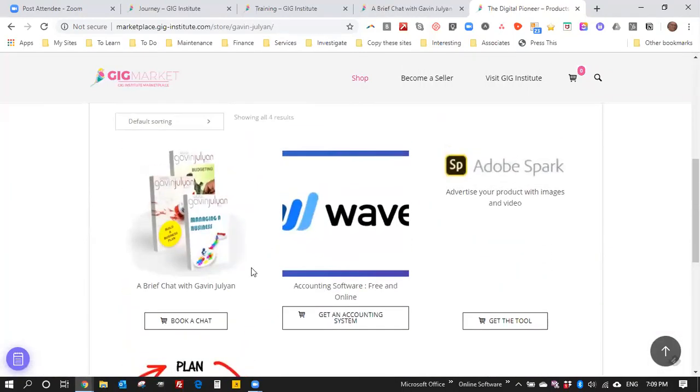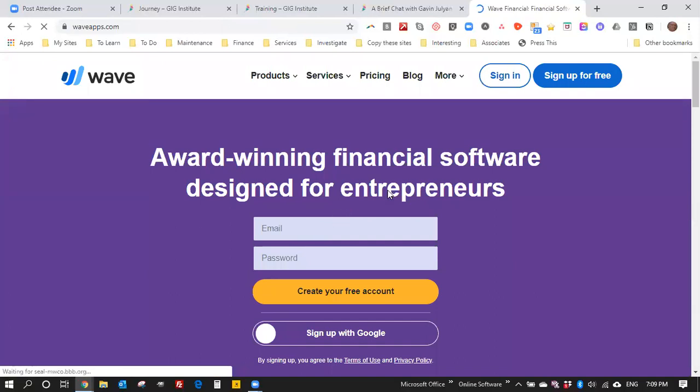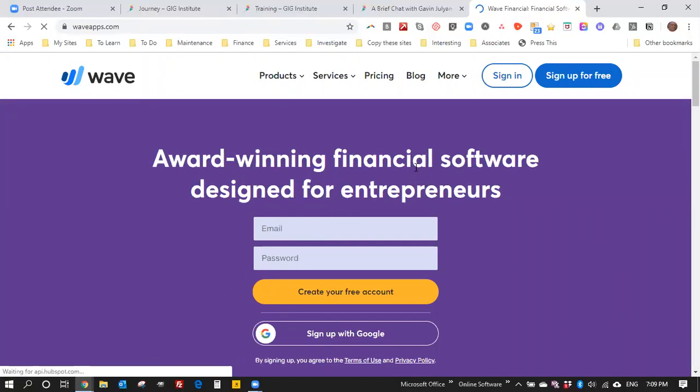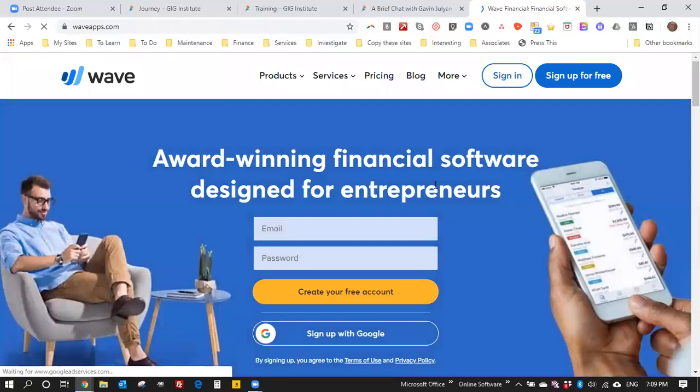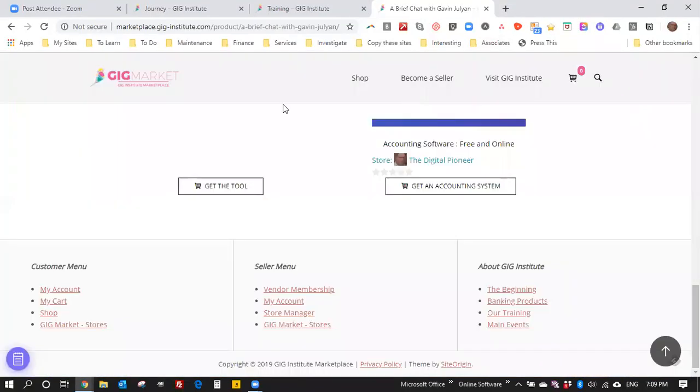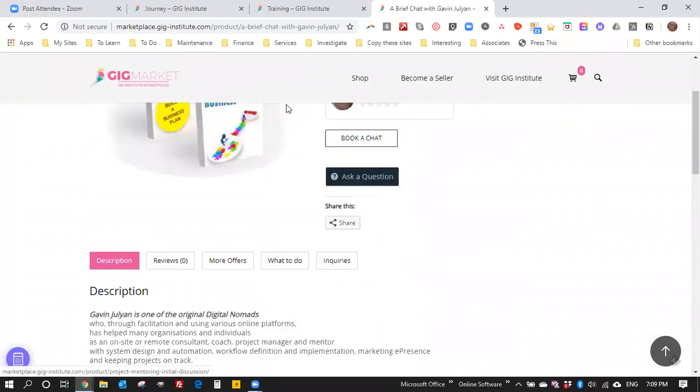Now, having said that, I do, for example, refer to an accounting software which is free and online called Wave. If you go to that, essentially all you do is get onto the Wave Apps site and you can get yourself a free account. Now, fairly obviously, because it's free, there's no price involved, and therefore no one's making any money anyway. But it can be used for that sort of purpose as well.